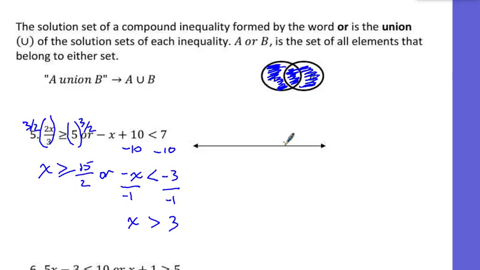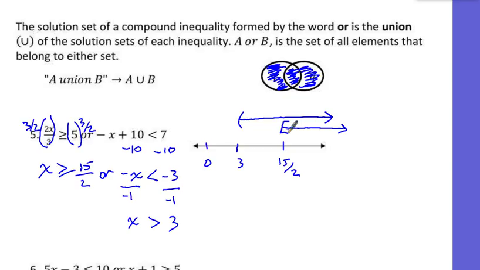15 halves is about 7.5. And 3, 0, like that. Okay. X is greater than 3. It's not included. X is greater than or equal to 15 halves. So that is included with a bracket. And we shade to the right. Both arrows are going to the right. And this was an OR question.